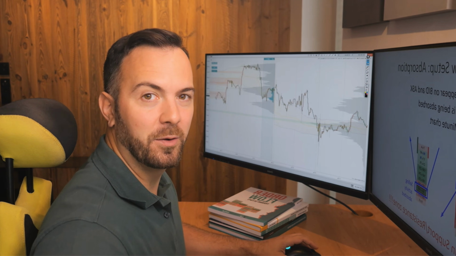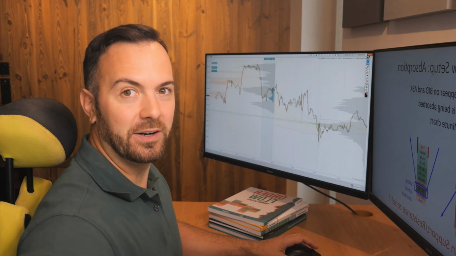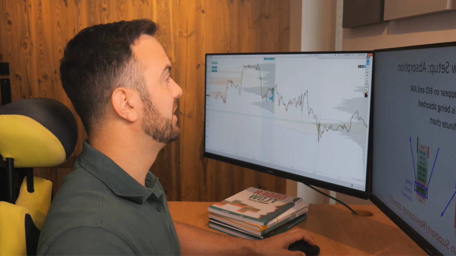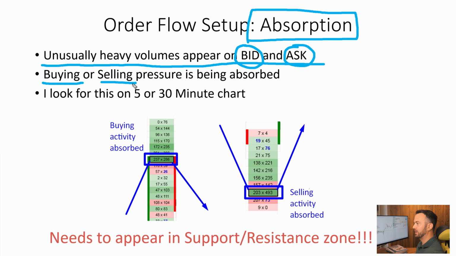Alright, so in this part we'll talk about order flow setups and concepts, and we'll start with my favorite one, which is called absorption. Absorption is when unusually heavy volumes appear on bid and also on ask at the same time. That means that buying or selling pressure is being absorbed. I'm using a 5-minute or 30-minute chart for this. Preferably, I would say the 5-minute.